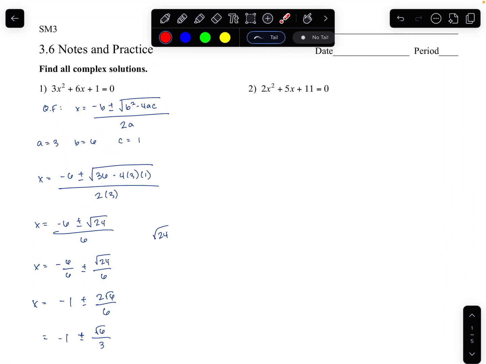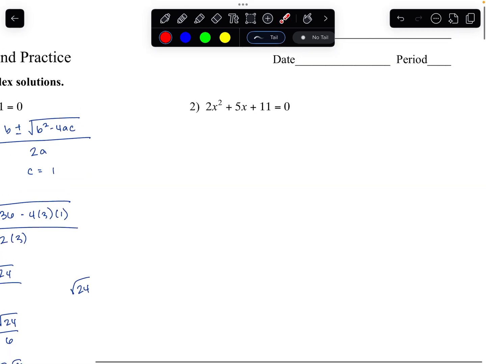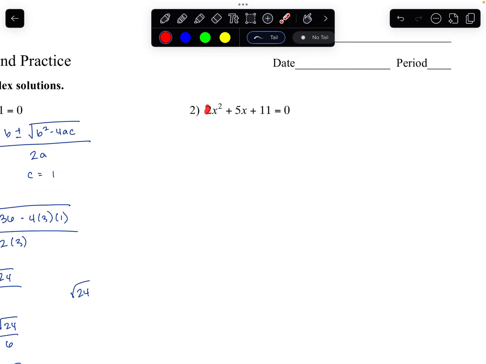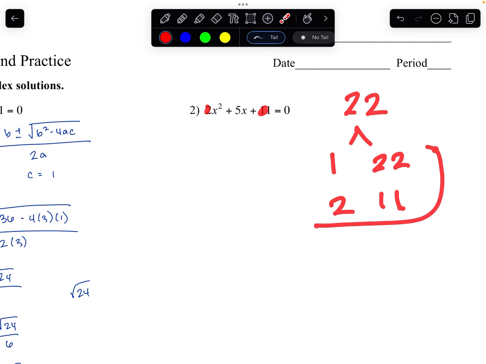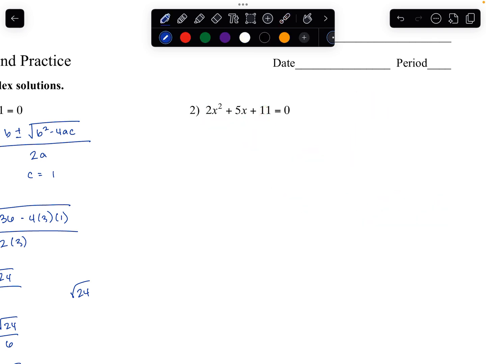Okay, now for the next part, we're going to run into an issue. Well, not an issue. It just requires a different way to solve it. But we're going to think about 2 times 11. 2 times 11 is 22. And factors of 22 are 1 and 22 and 2 and 11. And I think that's about it. Yeah, and none of these factoring pairs can add to be 5. So this is not a factorable quadratic. So we're going to use the quadratic formula. So we're going to say a is equal to 2, b is equal to 5, c is equal to 11.